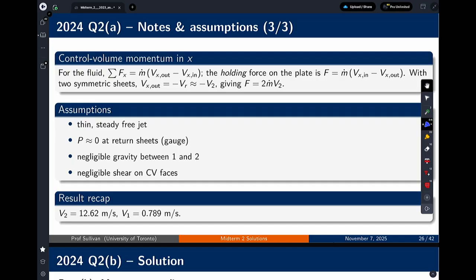So you add all the terms up. P2 is 0 in the open atmosphere portion, and you end up with V2 equal to 12.62 meters per second coming out of the jet. V1, which is in the pipe before the area constriction, ends up being 0.789 meters per second.